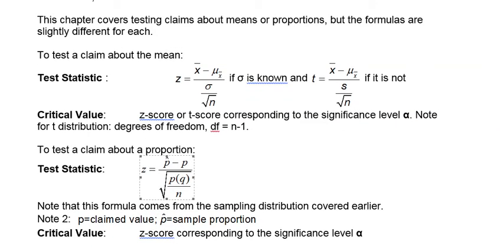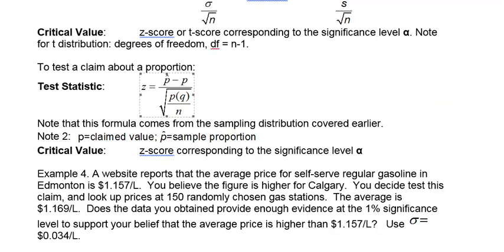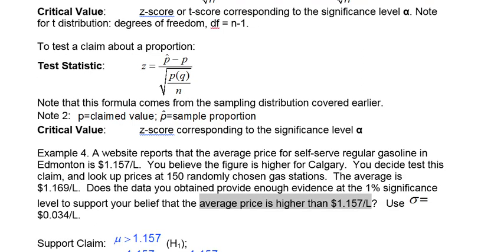So we're going to move on and look at our first example that we're going to work all the way through. So when you're looking at these questions, again, look for those key words. And when you're looking for the claim, if you do have some part of the question that actually ends in a question mark, find the wording of the claim in that question. So here we've got the average price is higher, specifically higher than $1.157 per liter. So that is going to be our claim. So higher is greater than.